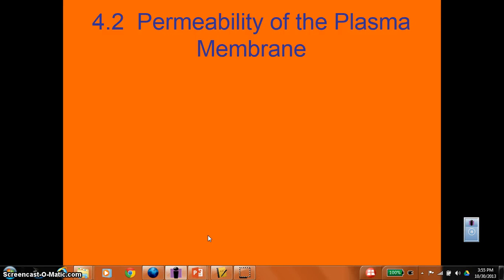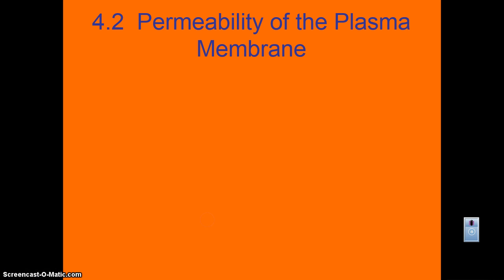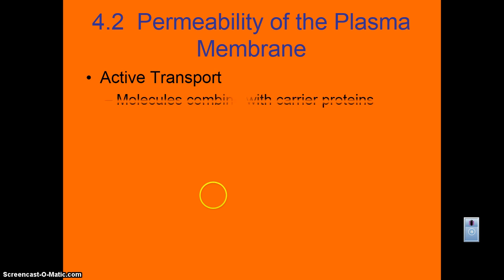In the first part of 4.2, we discussed passive transport. In the second part, we're going to discuss active transport. And active transport is like what it sounds like. It's active and it requires energy. It also requires carrier proteins, and we've talked about those before, that are in the double lipid bilayer of the plasma membrane, and it's going to combine with molecules to get them across, going against the concentration gradient.